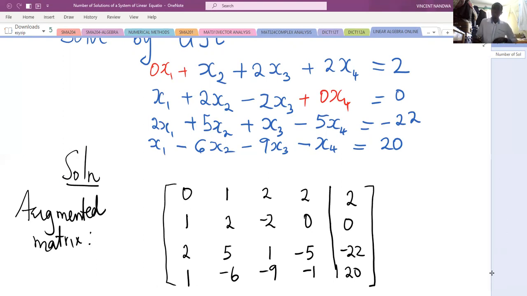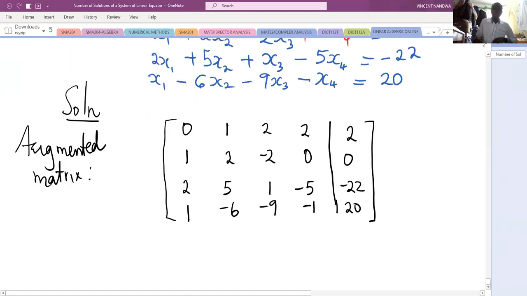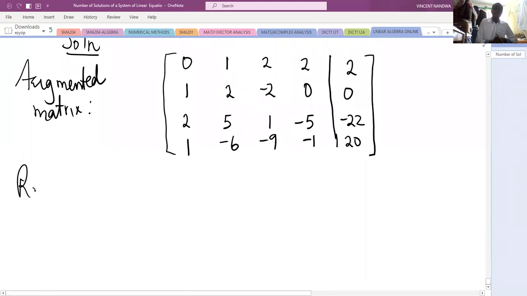So next step, we carry out the row operations. We do it in two steps. We'll have the system transformed into row echelon form, and then reduced into reduced row echelon form. Because we have four equations, the row echelon form should take this structure.